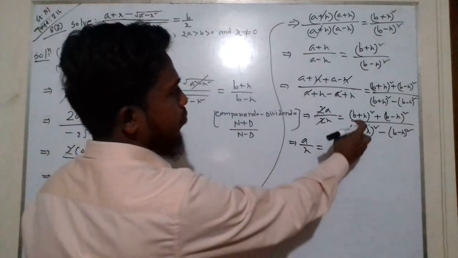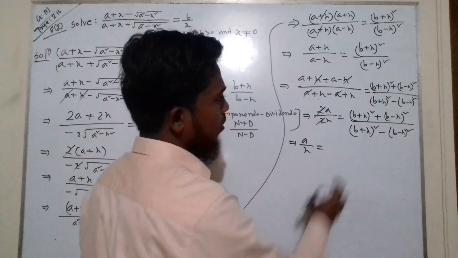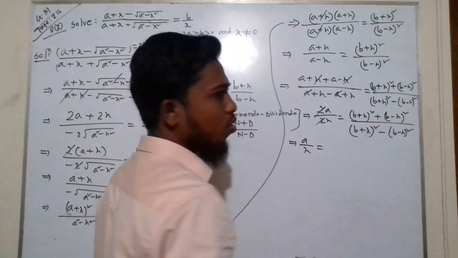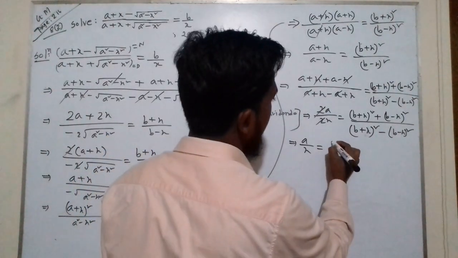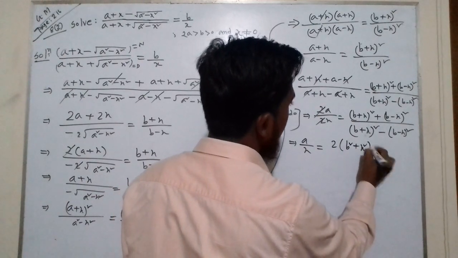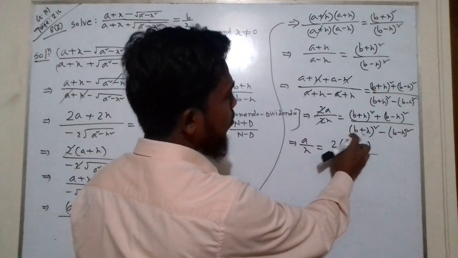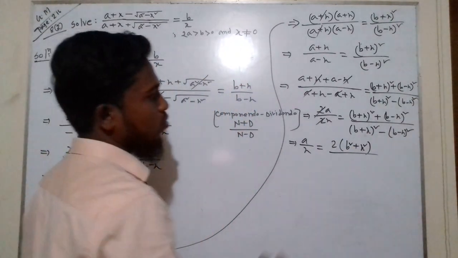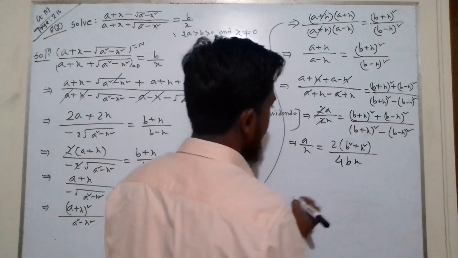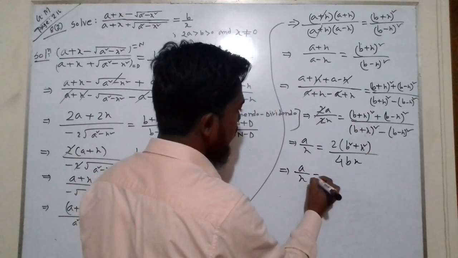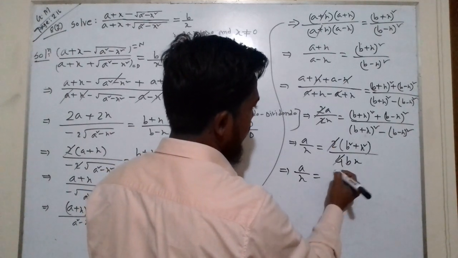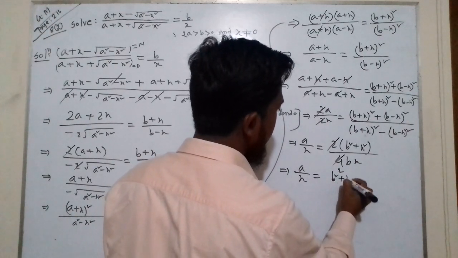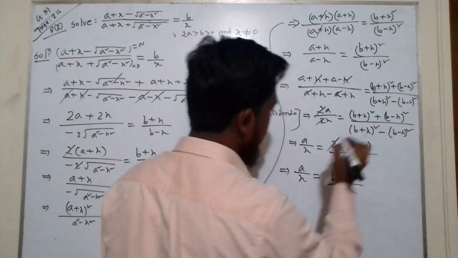Here we can see b plus x whole square plus b minus x whole square. Here b is a and x is b, so a plus b whole square plus a minus b whole square. That is the formula of 2 into a square plus b square. So we can write 2 into b square plus x square. Divided by, here the formula of a plus b whole square minus a minus b whole square, that is the formula of 4ab. So we can write 4bx. So a by x equal to, here 2 upon 4, 2 cancel, this is 2. So b square plus x square divided by 2bx.